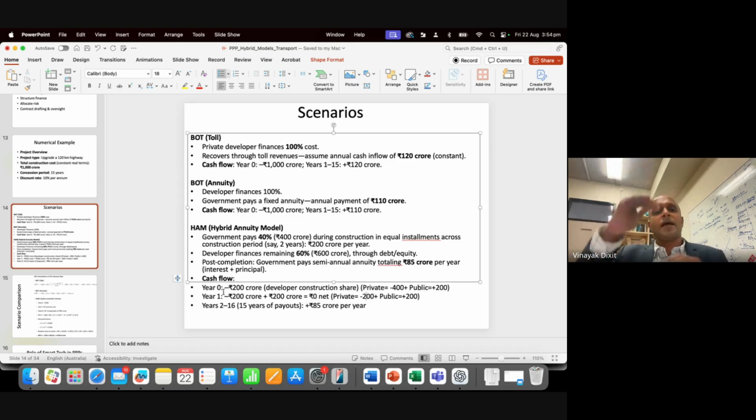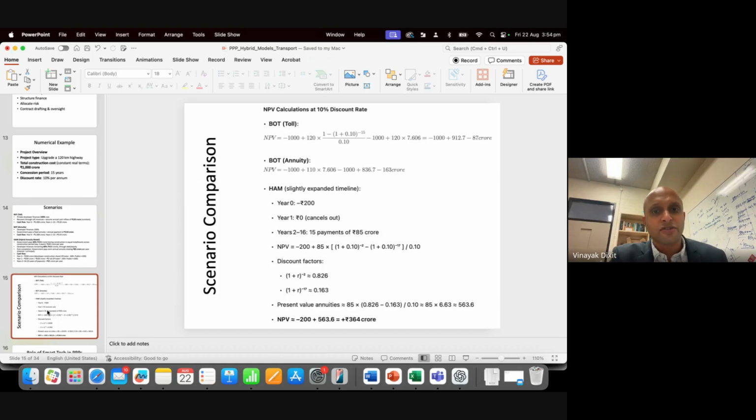So now we're going to compare these three models. The way we compare these three models is by looking at the net present value. So the net present value is minus 1,000 crores plus you're getting 120 every year for 15 years, right? That is this term here. We did this yesterday. Just give me one second, please.